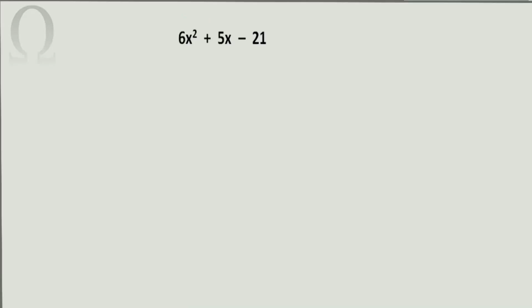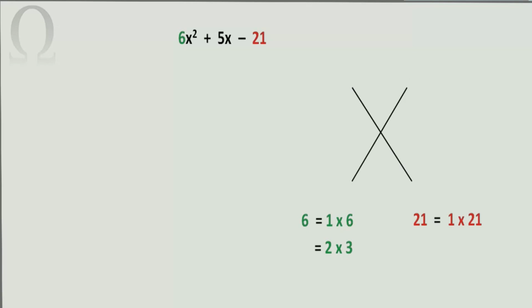Factorize 6x squared plus 5x minus 21. Note that the coefficient of the first term is not 1, and the last term has multiple factors. We will thus use the cross method to factorize this quadratic. The factors of 6 are 1 times 6, and 2 times 3. And the factors of 21 are 1 times 21, and 3 times 7.